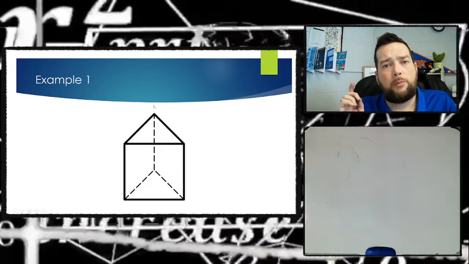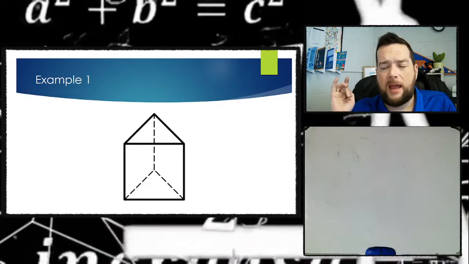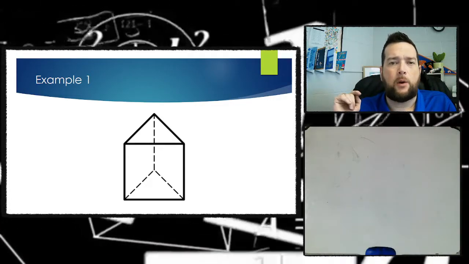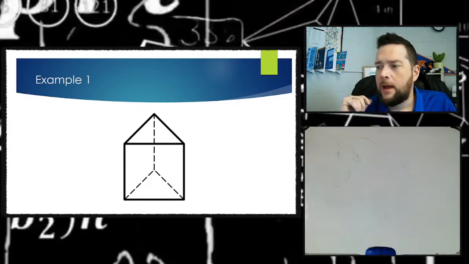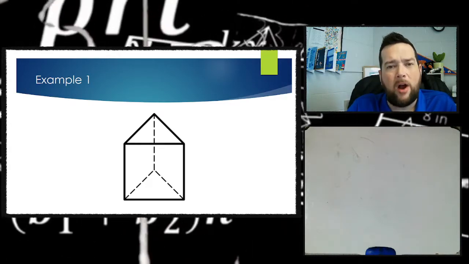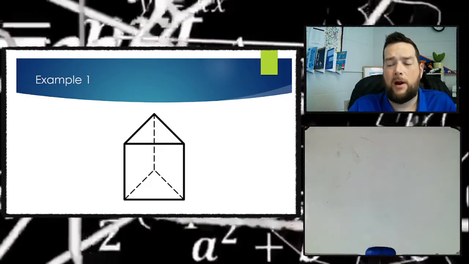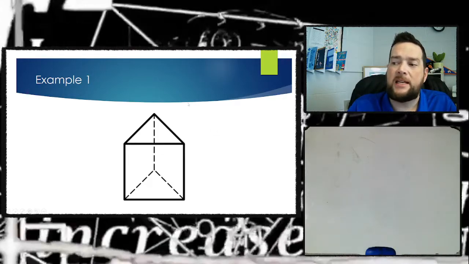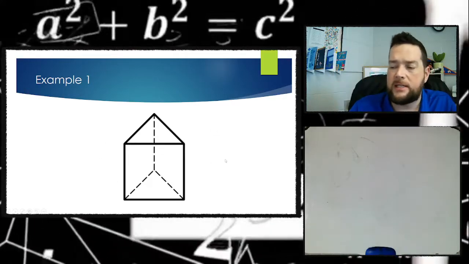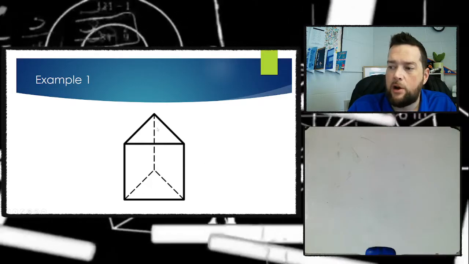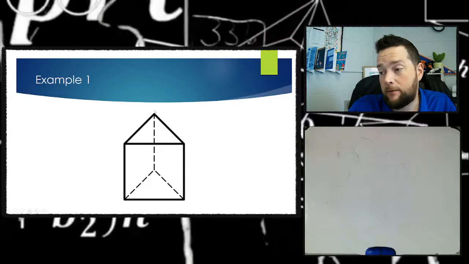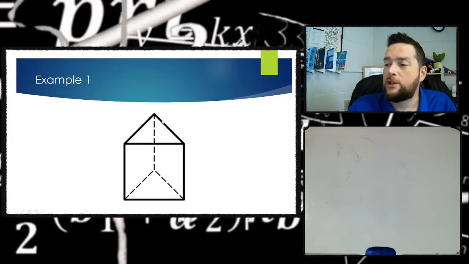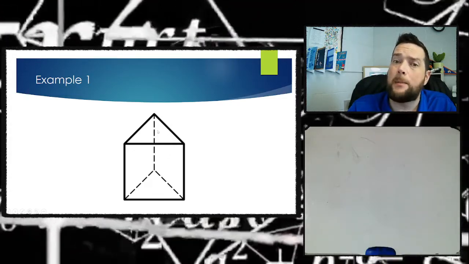I want you to pause the video, think about the name, and then come back once you think you know what the name is, unpause the video, and see if you got it correct. This one on the screen is a triangular prism. The reason why it's a prism is it doesn't all come to a single point at the top. This side over here doesn't meet at the top vertex, so it's not a pyramid, so it has to be a prism.